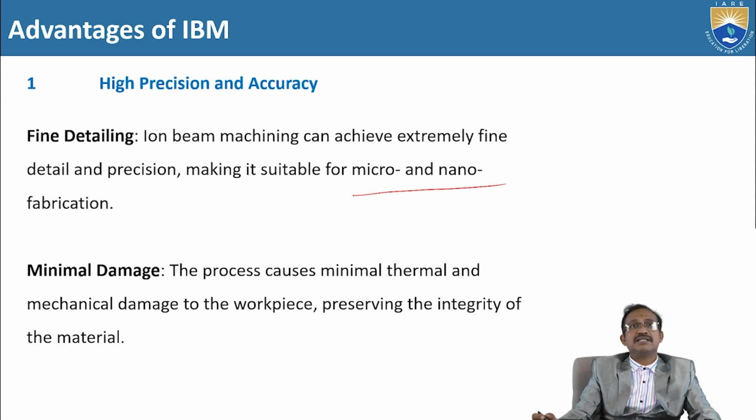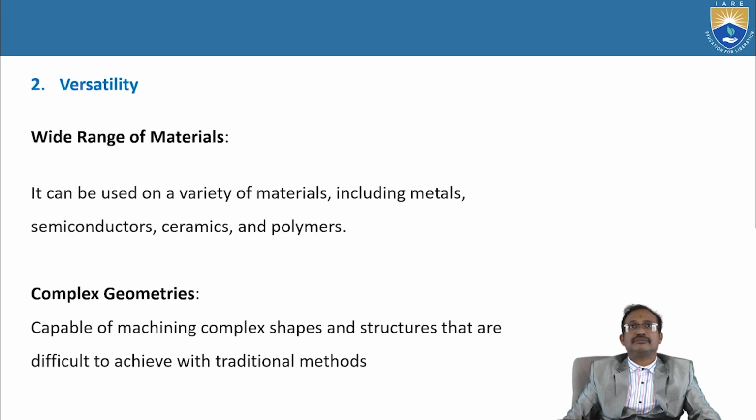And one more important one is minimal damage. The process causes minimal thermal and mechanical damage to the workpiece, preserving the integrity of the material. See, always for any manufacturing process, there should not be any mechanical or thermal damage. There should not be any induced stresses. So here ion beam machining serves all these advantages.